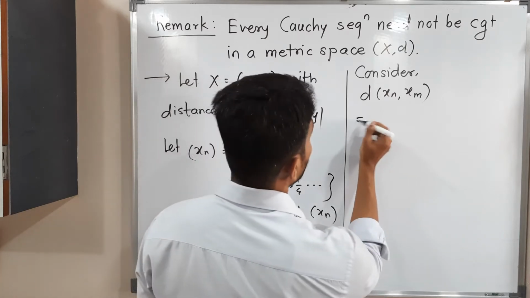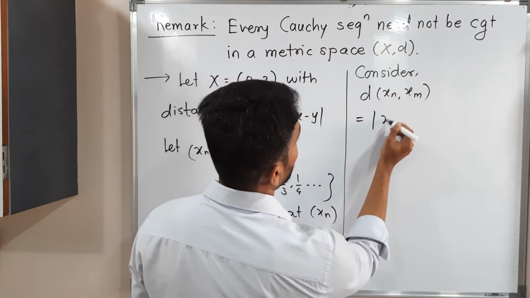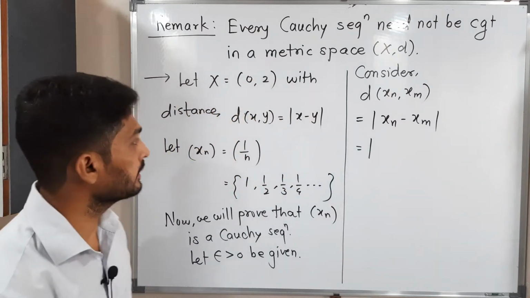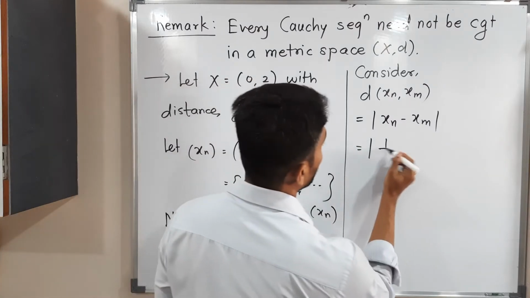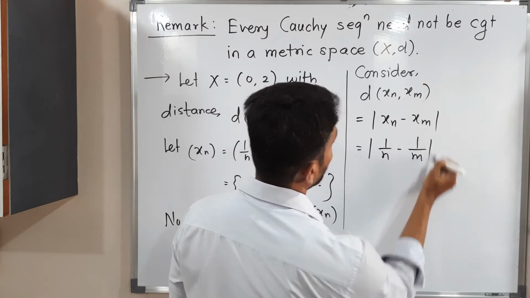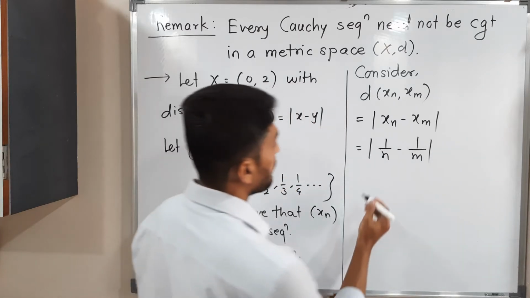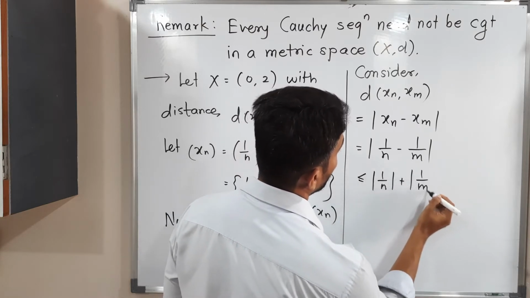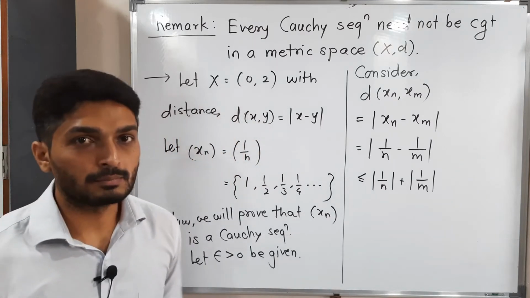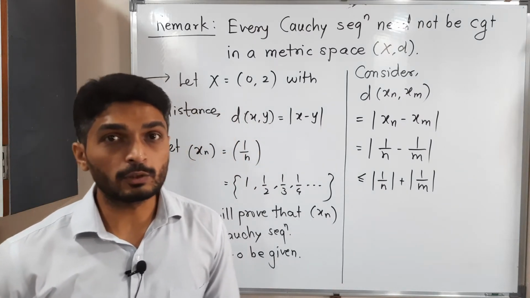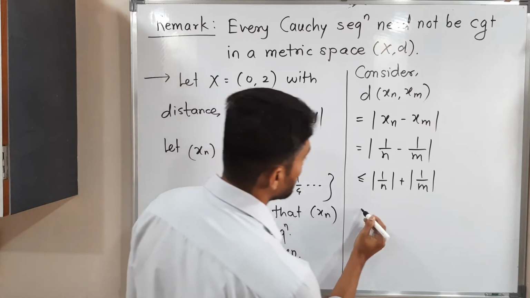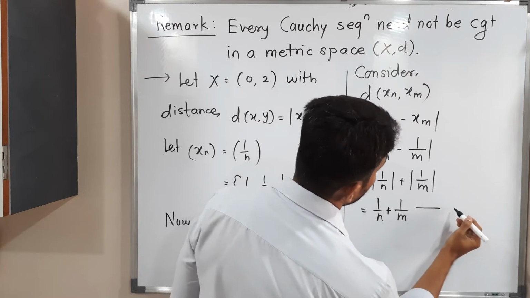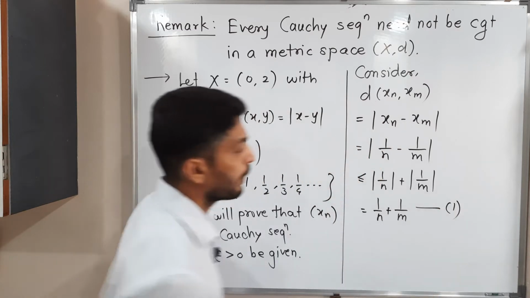This is the usual metric, so mod xn minus xm. This is equal to mod of 1 by n minus 1 by m. You know that this is less than or equal to mod 1 by n plus mod 1 by m. But n and m are natural numbers, so they cannot be negative, so there is no need of mod. We can write this as 1 by n plus 1 by m. This is a very important inequality; I will call it 1.